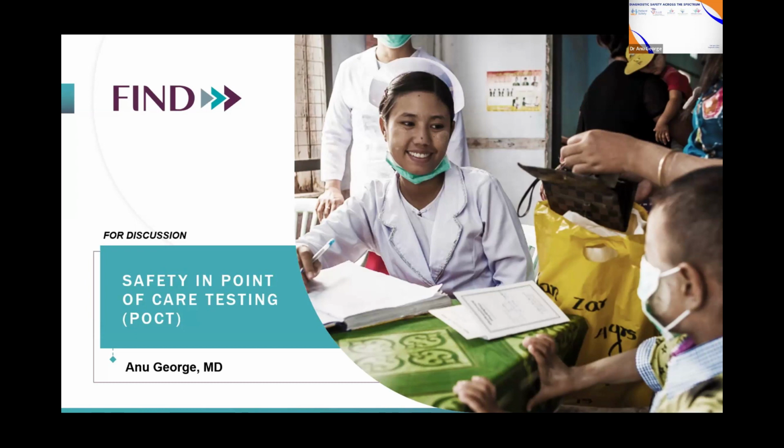Point of care testing is that kind of testing where you take the test to the patient. The patient doesn't come to the lab. So if your patient is in a ward, that can happen in a ward. A patient coming to the OPD can have that. So there are multiple mechanisms by which point of care testing is done.